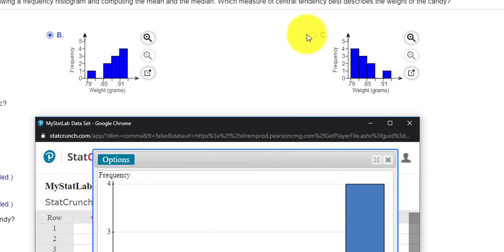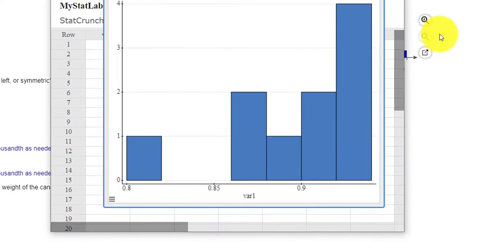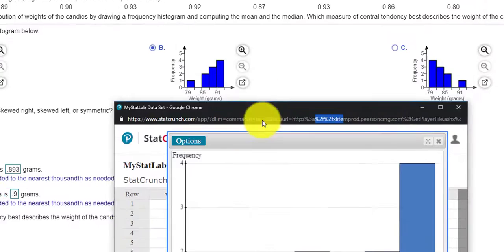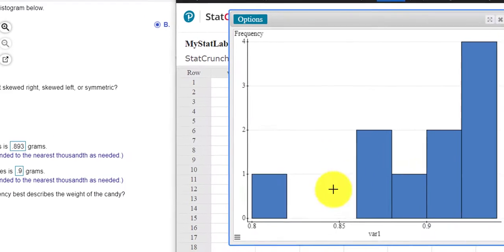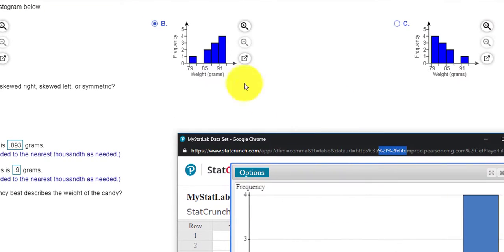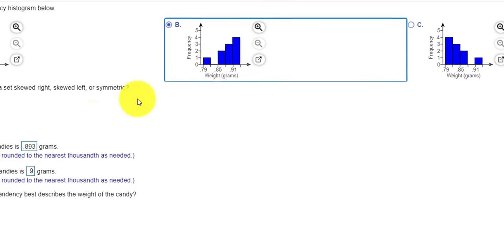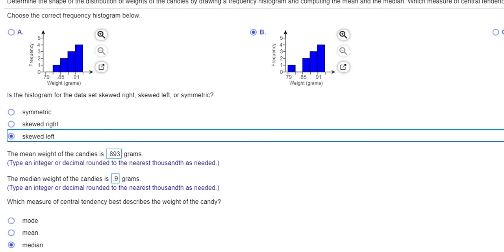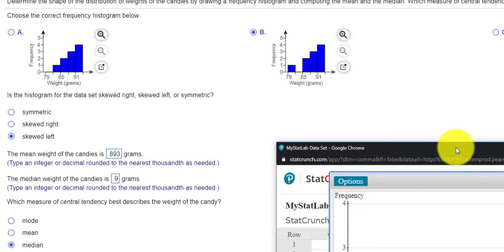So I know graph C is no good because the bars fall from left to right, and we should be rising. So my choices have to be either A or B, but I notice B has that gap right in between, and I notice here's that gap. So I'm going to select choice B. And then that graph is skewed to the left.